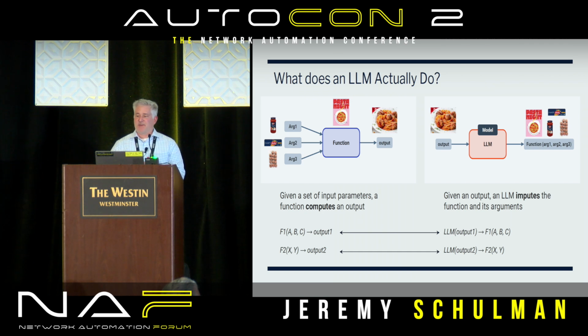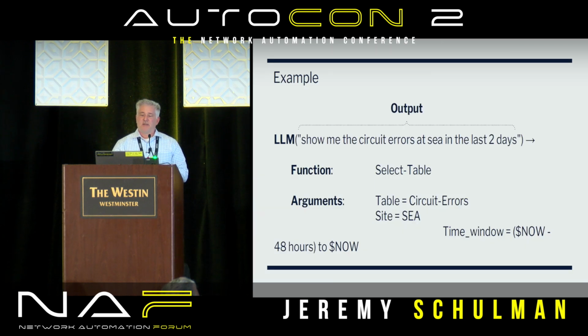So if I translate this back to an observability system, the LLM takes the input, show me the circuit errors at Seattle in the last 2 days, and it returns back, well, I see you want to select a table of data. That table is circuit errors, and then some parameters are like the site is Seattle, and the time window is now minus 48 hours. So that's kind of my very high-level explanation of how LLMs work by going into a RAG environment and pulling out the data from the system.